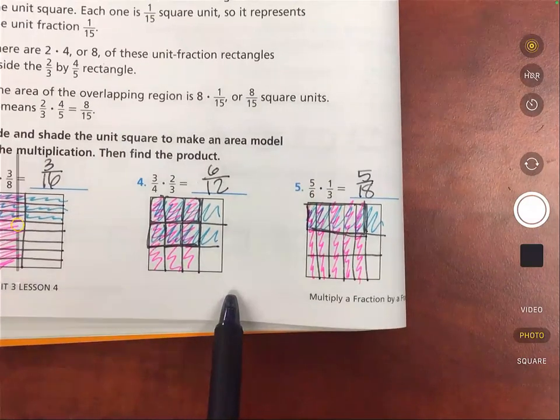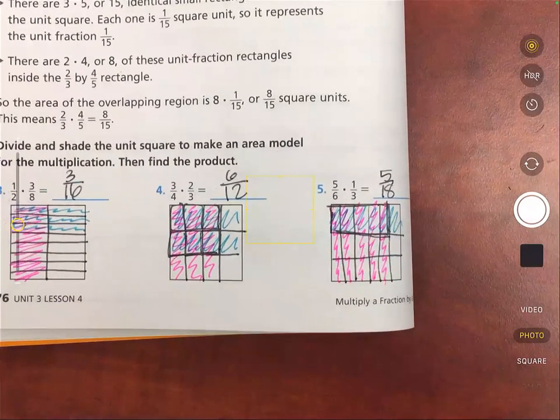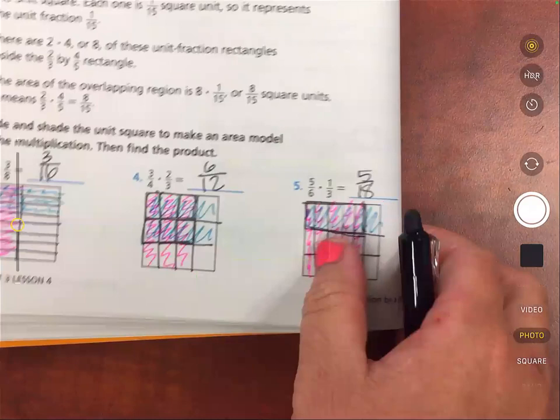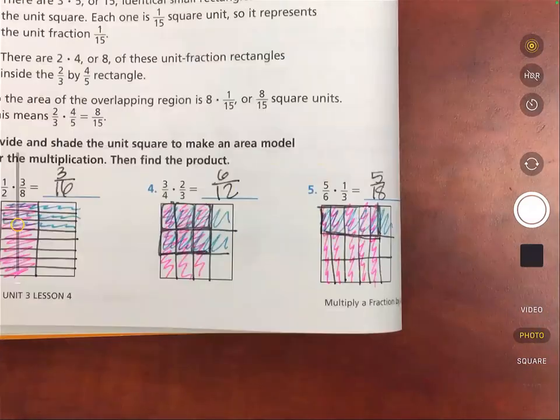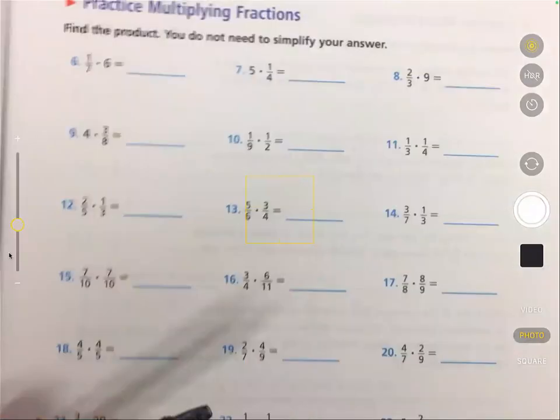So those first 2 pages are the tough pages of the lesson. We're going to keep going, but the next 2 pages get so much easier, unless you're the kind of person who likes drawing the pictures. The next 2 pages get so much easier because it's going to be a shortcut.